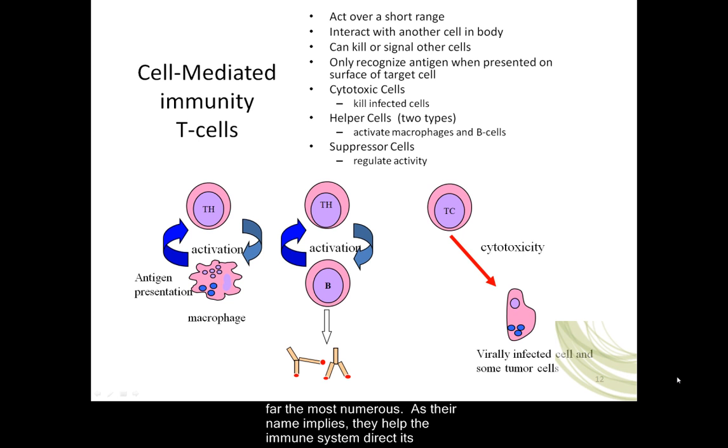The helper T cell category is by far the most numerous. As their name implies, they help the immune system direct its response. They do this through several ways. In one way, they release many protein mediators called lymphokines. These are basically cytokines or chemicals that attract or stimulate other cells. These cytokines are called lymphokines because it is a lymphocyte that is making them, and because these proteins act on other immune cells as well as on bone marrow cells.